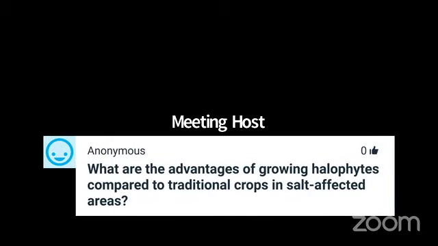Okay, I will take up the next question. What are the advantages of growing halophytes compared to traditional crops in salt-affected areas? Particularly there is no advantage, but normal crops are not growing there because of the higher salt range, so we will not be able to produce normal crop production or normal trees. Halophytes are salt tolerant, they can survive in that condition. So this is the advantage, that we can grow there in salty conditions.